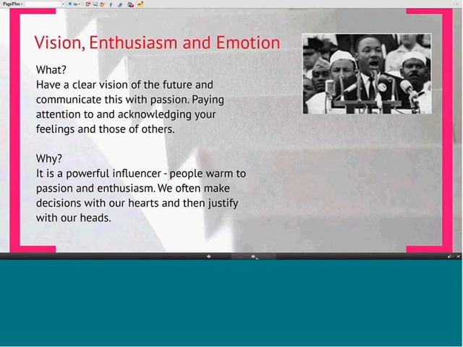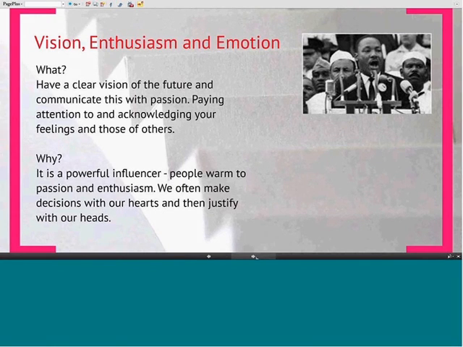The next one we move on to is vision, enthusiasm, and emotion. Think about people like Martin Luther King that we've got here. How well do they influence people? Think about those speeches that he made. He had such a really clear vision of what he wanted to do. He talked about it in terms that excited people and communicated it with passion, showed that enthusiasm, and actually brought emotion into things.